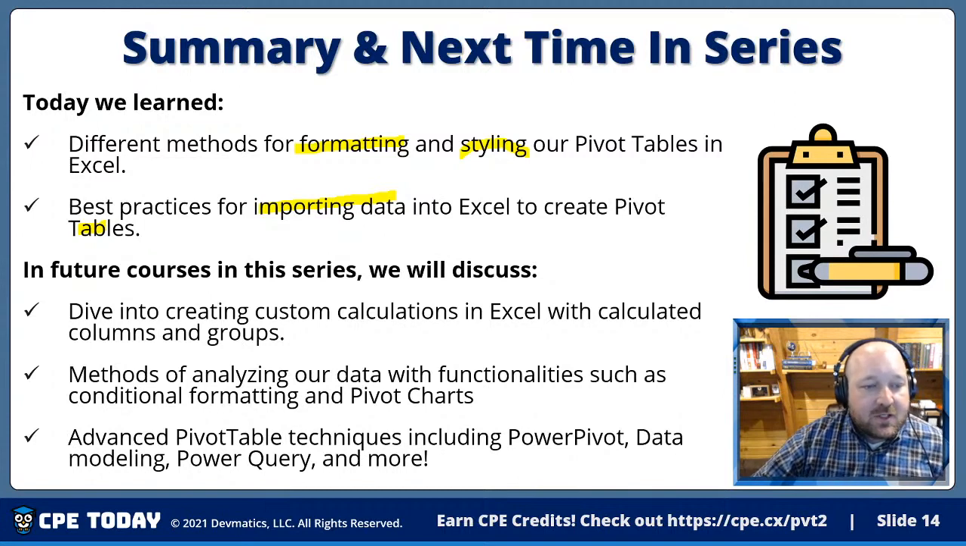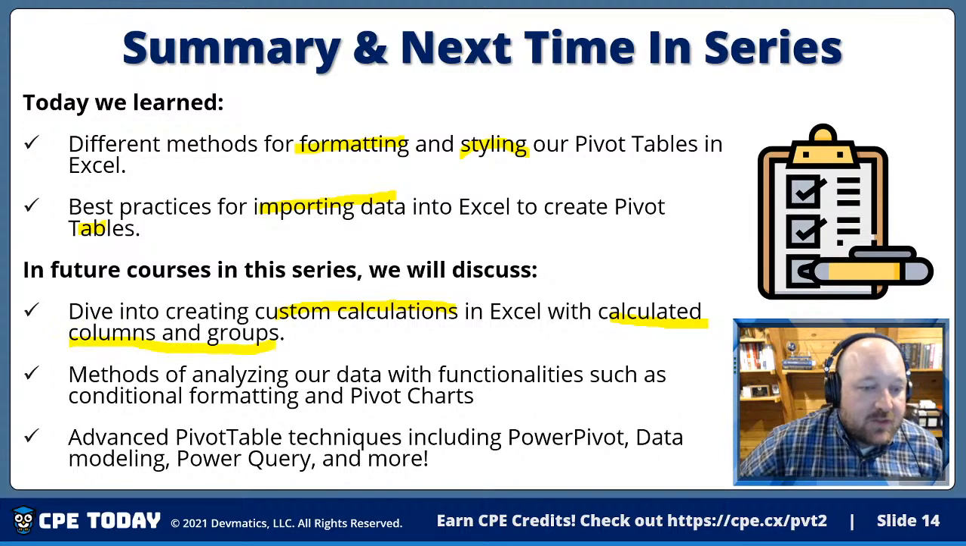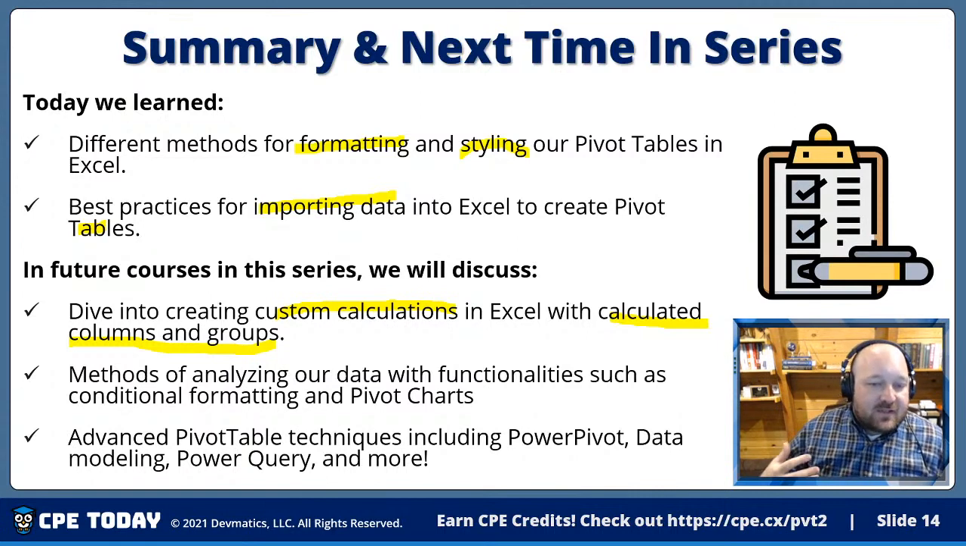Now, in future episodes of this series, we're going to talk about creating custom calculations inside of Excel with calculated columns and groups. This allows us to do calculations from the raw data. It's not creating new data, but it's creating calculations from the raw data that do not exist already in the data itself. It's its own syntax language, its own way of creating them. There's a lot of specifics that we should know. But if we're looking to create calculations from pivot table data, we have to use the specific methods. And we'll talk about what they are and some different ways that we can use them.